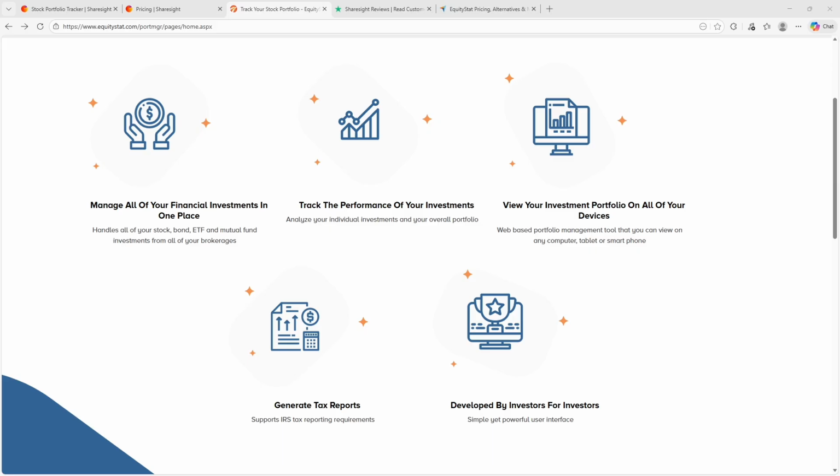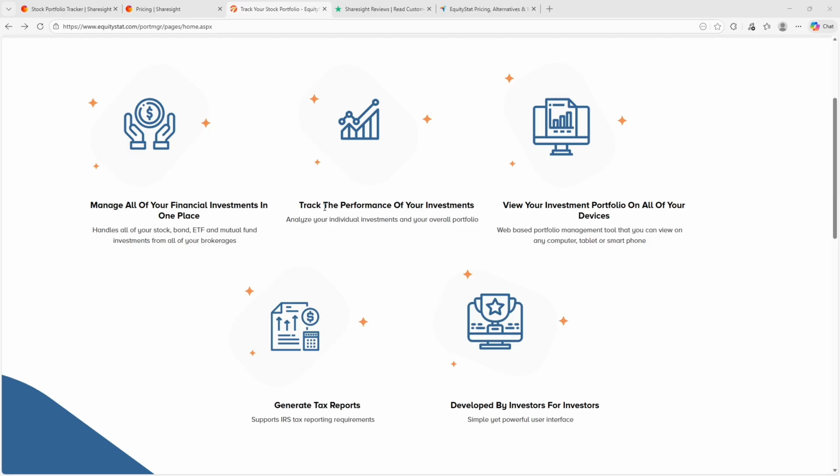The pros of EquityStat are analytical depth, performance attribution, and professional-grade insight. It's well suited for users who care about understanding portfolio decisions, measuring strategy effectiveness, and conducting structured reviews. The downsides are accessibility and transparency. Pricing is not publicly listed, onboarding may require direct engagement, and the platform may feel excessive for investors who simply want to track holdings, income, and long-term growth without complex analysis.